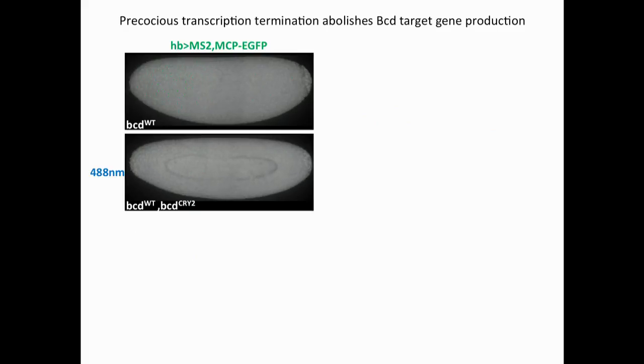Here I show one of the experiments we carried out to visualize the effect of Cry2-bicoid on transcription. We utilized the MS2 technique to monitor the RNA production of one of the bicoid target genes, hunchback. On the top is a control embryo. We can see the green dots representing the newly transcribed hunchback RNA. We can see most of the dots persist throughout the nuclear interphase.